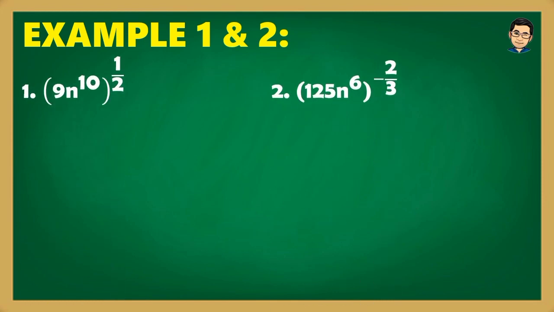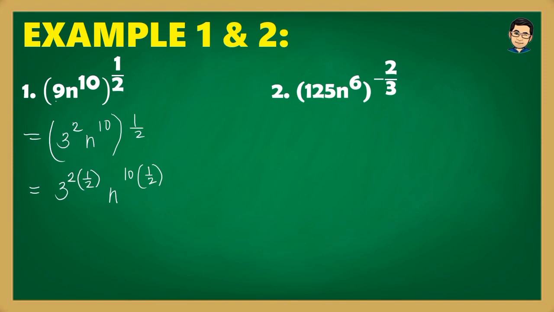So, number 1, the quantity 9n raised to 10 raised to 1/2. So, pwede siyang express as ganito. So, yung 9, pwede siyang isulat sa kanyang exponential form na 3 squared. And then, n raised to the 10th power raised to 1/2. And then, pwede nating paghiwalayin yan na ganito, 3 squared, i-multiply natin yung mga terms sa loob ng parenthesis dun sa rational exponent. And then, magiging ganito siya.